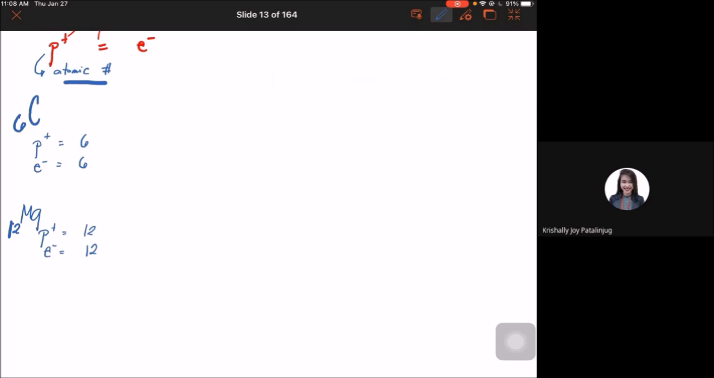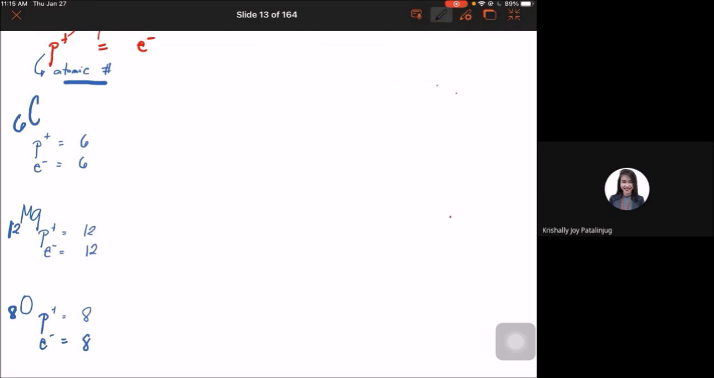So one last example, let's have oxygen. Oxygen has an atomic number of 8. So its proton number is equivalent to 8 as well. So for a neutral atom of oxygen, the number of electrons is also equivalent to 8.